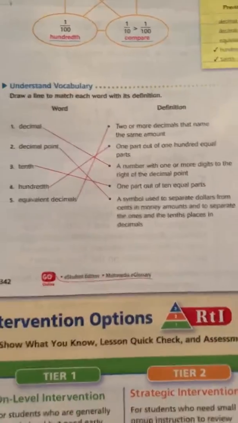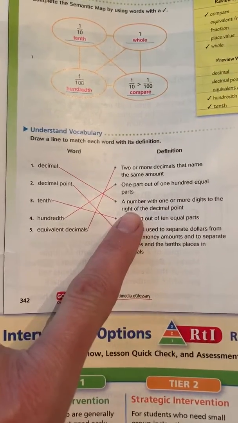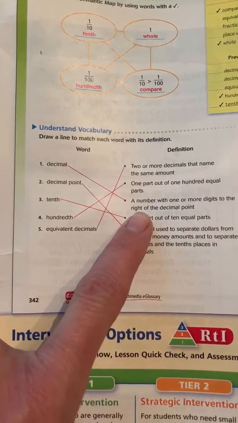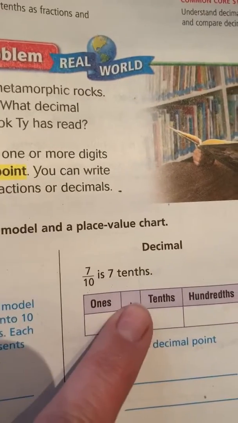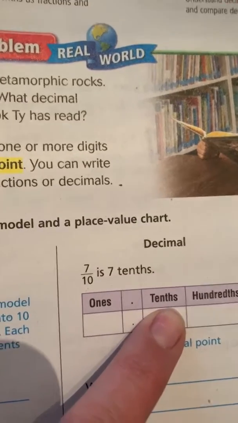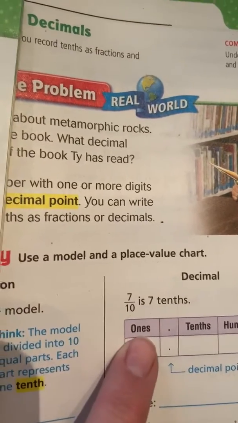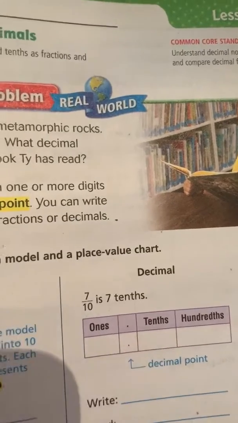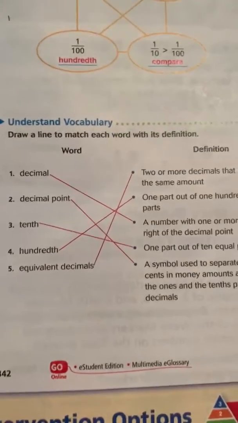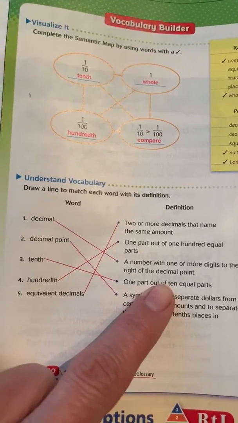Now you can look down here, and it's telling us that a decimal is a number with 1 or more digits to the right of the decimal point. So if you're looking here, you can see there's a decimal point, and then that would be tenths. We've always talked about whole numbers, and that's on this side of the decimal point, ones being the first number we talked about. Now we're going to start talking about numbers that are on the right side of that decimal point. And so if you look back here again and you draw your line, a decimal is a number with 1 or more digits to the right of the decimal point.